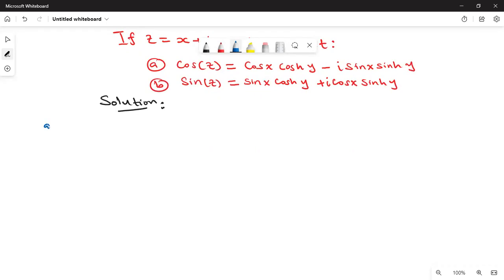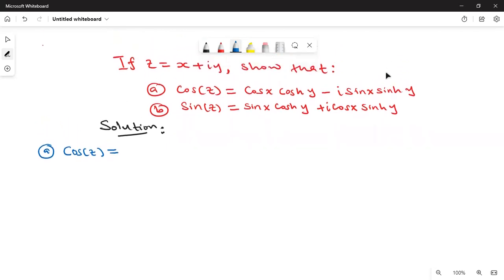Solution, part A. Let me write that in a proper way. In part A, we are asked to find cosine of z. When you replace z by x plus iy, remember the substitution: wherever there is z, you need to put x plus iy. So this is the same as cosine of x plus iota y.